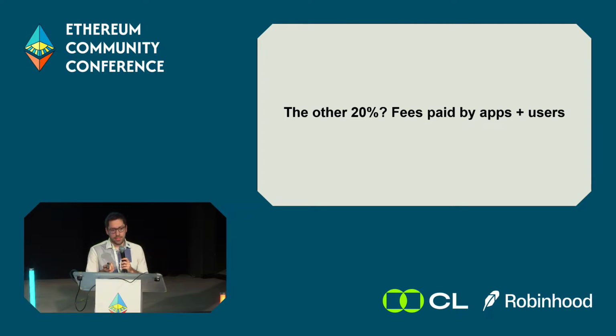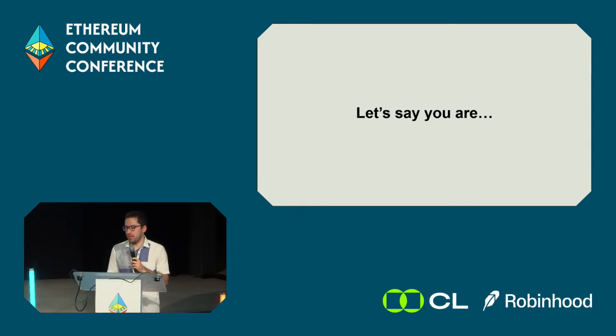And the other 20%, that's not MEV, is mostly fees paid by apps and users. So the apps themselves, of that $100 million pie, about $20 million of that is paid by apps and users to the chain. And that is money that could be going to the apps.